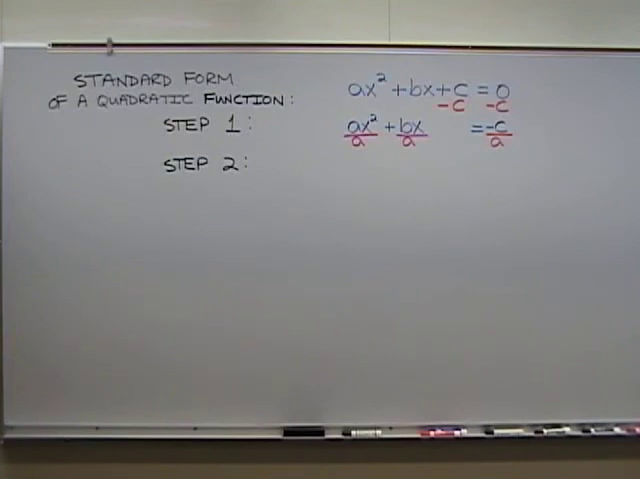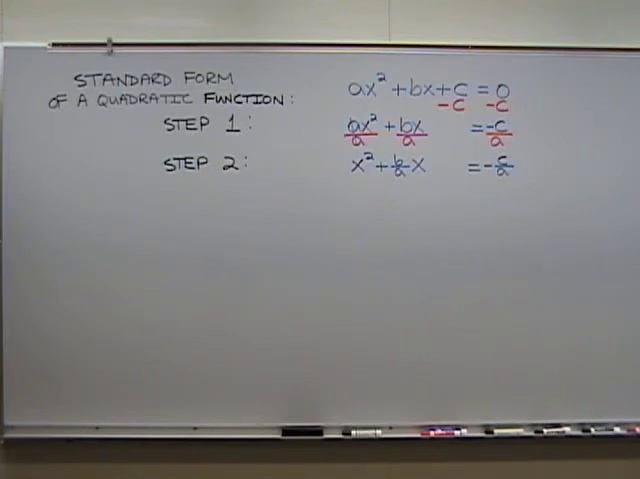Now that I have negative c, the constant, on the right side of the equation, I go ahead and do step 2 of completing the square, which says that I have to divide every term on both sides of the equation by a, which is the coefficient of x squared. So that's what I do next. Let's see what the result is. Well, dividing every term by a gives me x squared plus b over a times x, and that's going to be equal to negative c over a on the right side of the equation.